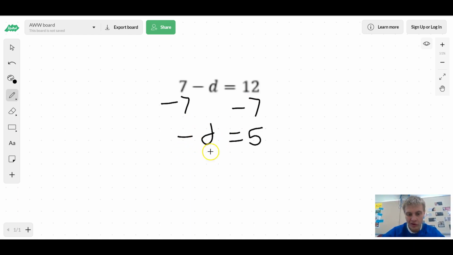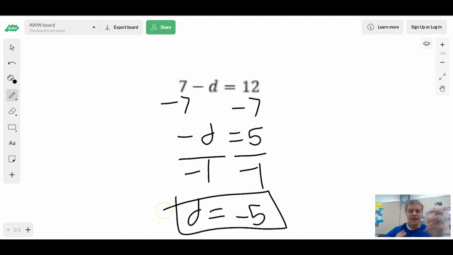And now we're going to get rid of that negative sign in front of the d by dividing by negative 1, because a negative divided by negative is a positive. So we're going to get d equals negative 5. And that is our final answer. Do not add the 7 over. You could check that answer. If you ever get an answer, you can always plug it in. Plugging that in makes sense here, because 7 minus negative 5 does give me 12. If you do the other one, it will not work out nice.